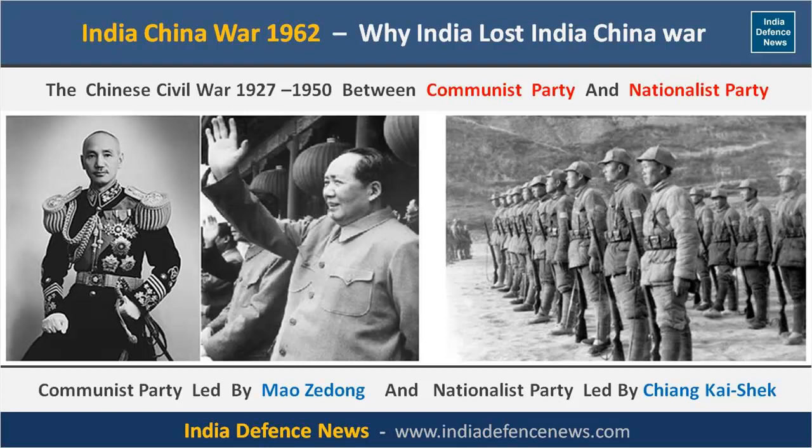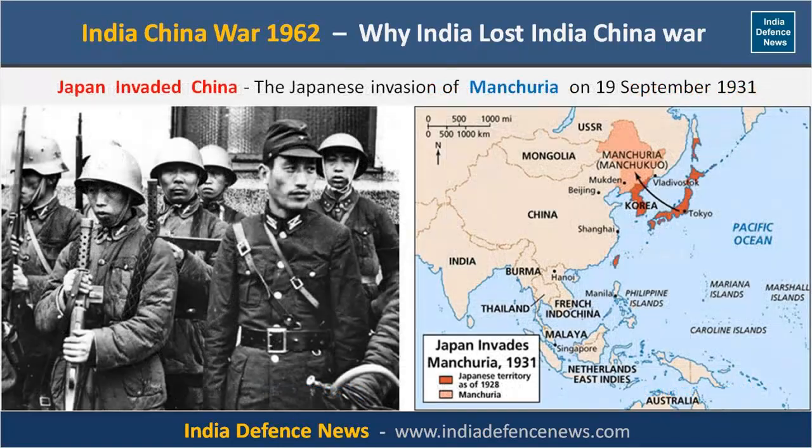The Chinese Civil War was fought during 1927 to 1950 between the Nationalist Party of China and the Communist Party of China. The Nationalist Party of China was led by Chiang Kai-shek, which was supported by Western countries including the US. Whereas the Communist Party of China was led by Mao Zedong, which was supported by Russia. During the Chinese Civil War, Japan had invaded China and occupied some Chinese territory.